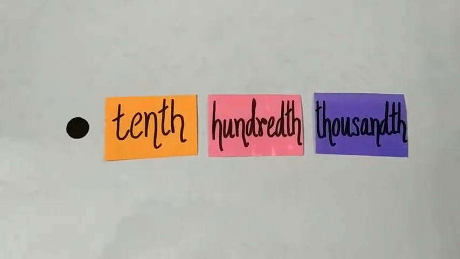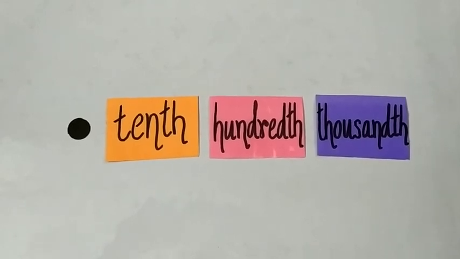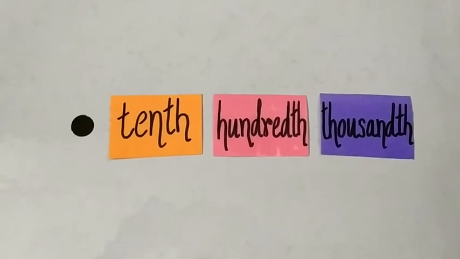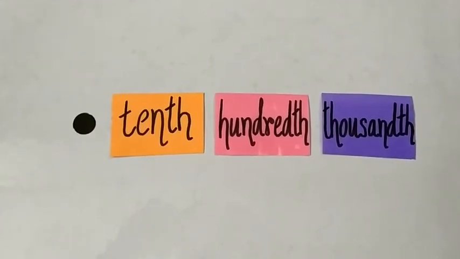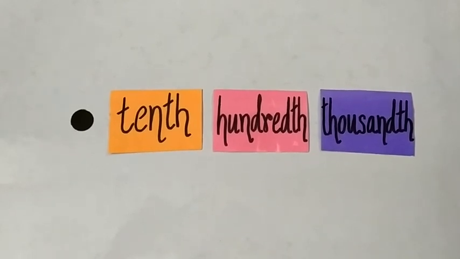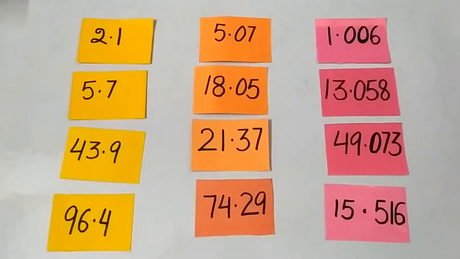So the places after the decimal are tenths, hundredths and thousandths. Tenth is the first place after the decimal, hundredth is the second place after the decimal, and thousandth is the third place after the decimal.